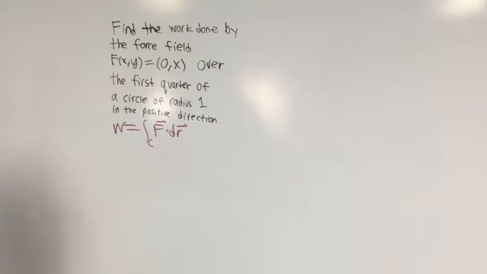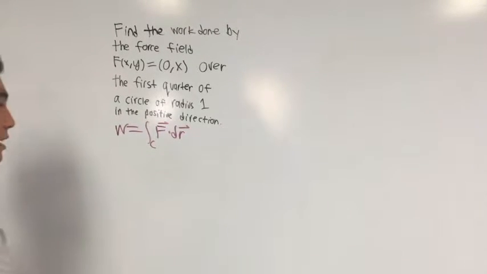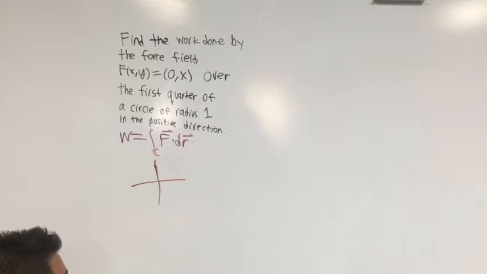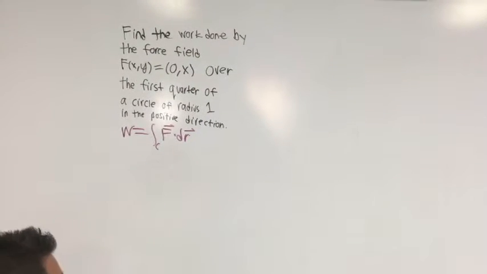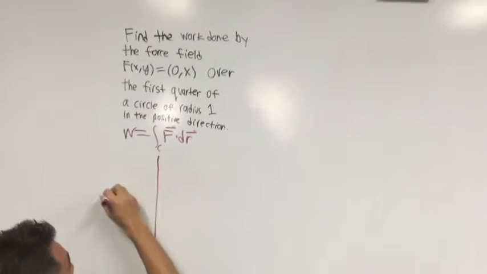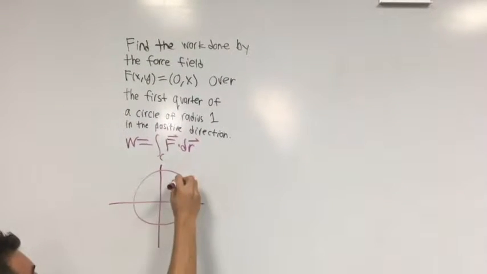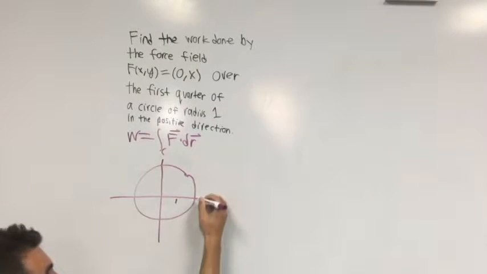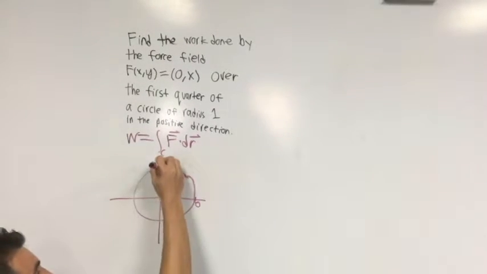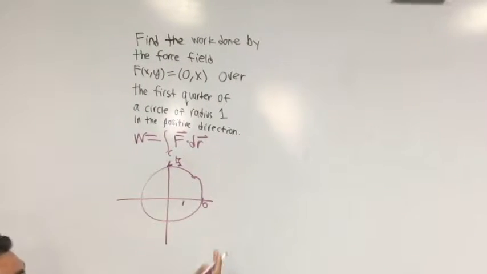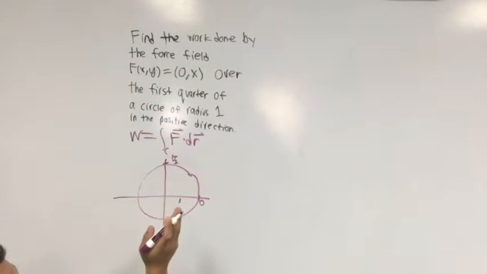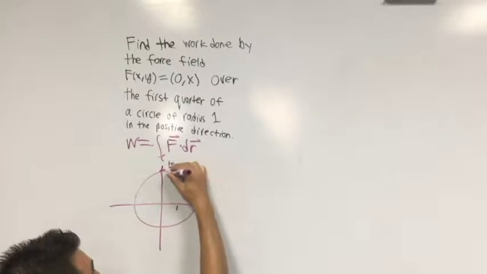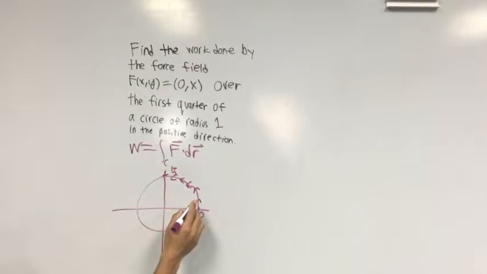So the first thing we want to do is draw a sketch of our path. So we know we have a circle. Let's draw that a little bit bigger. We have a circle here of radius 1, and it's the first quarter, so we're going to go from 0 to pi over 2. And we're going in the positive direction, which means counterclockwise. So this is our path for integration.